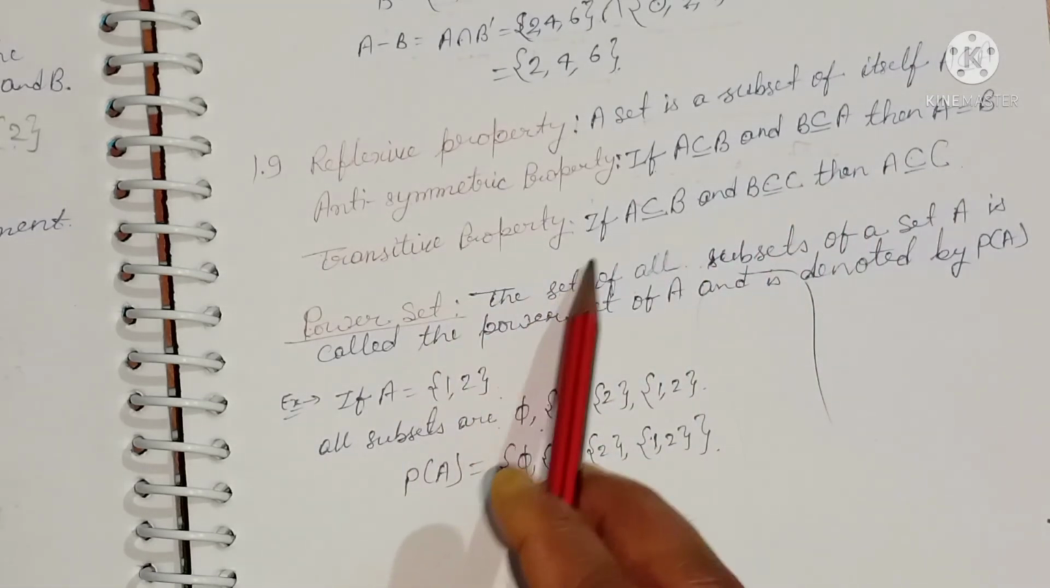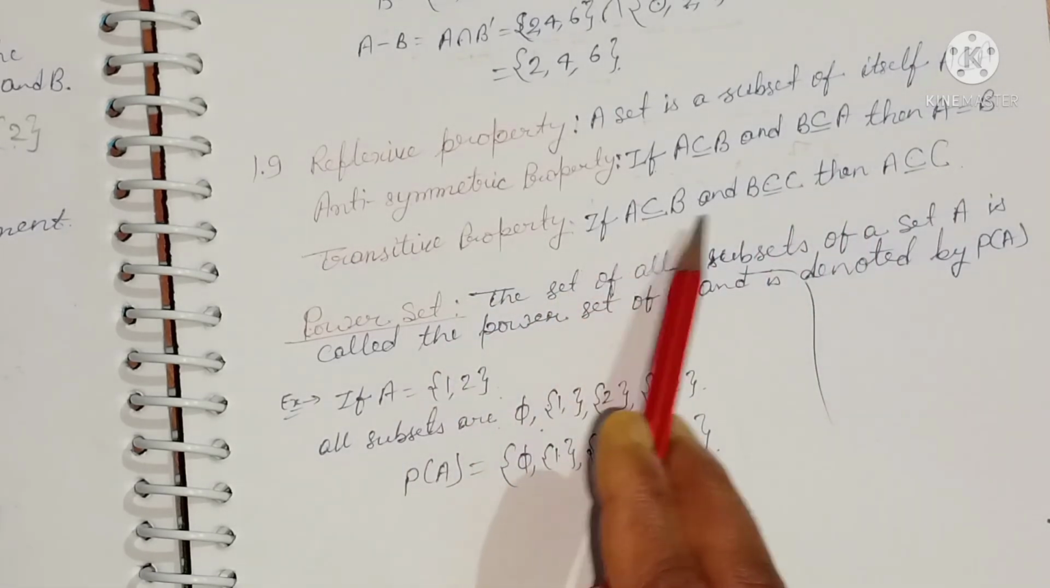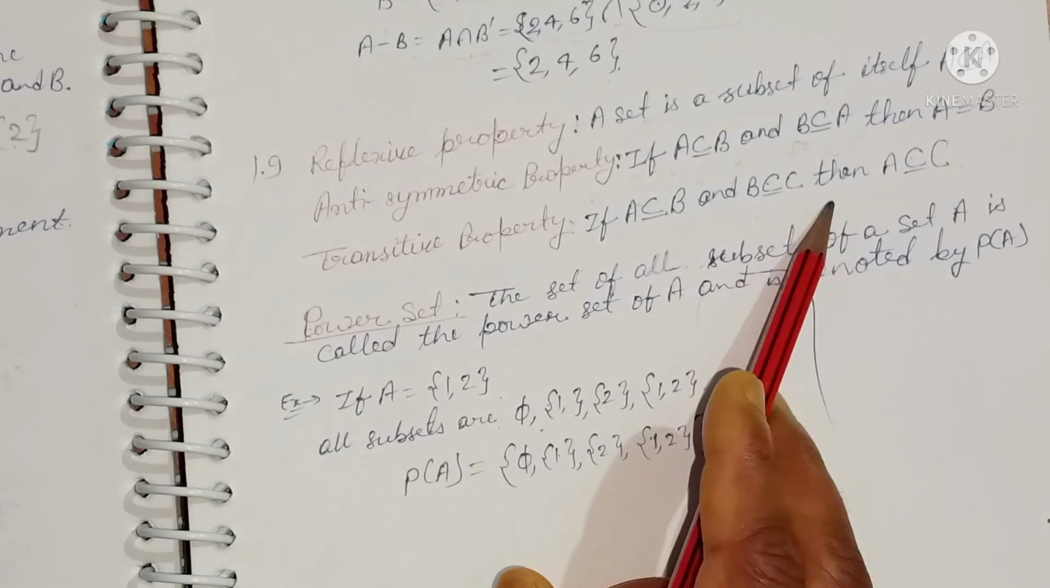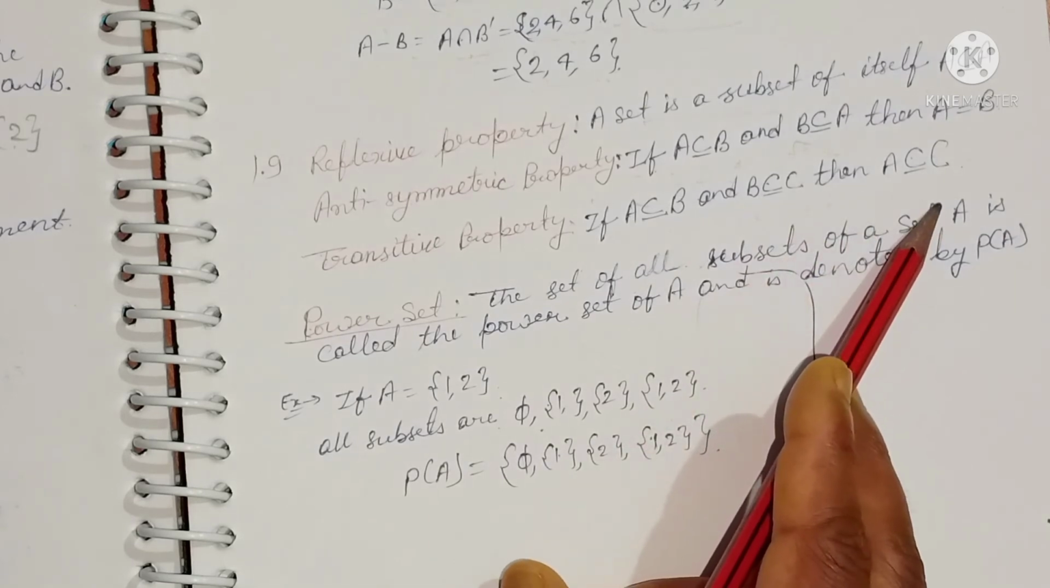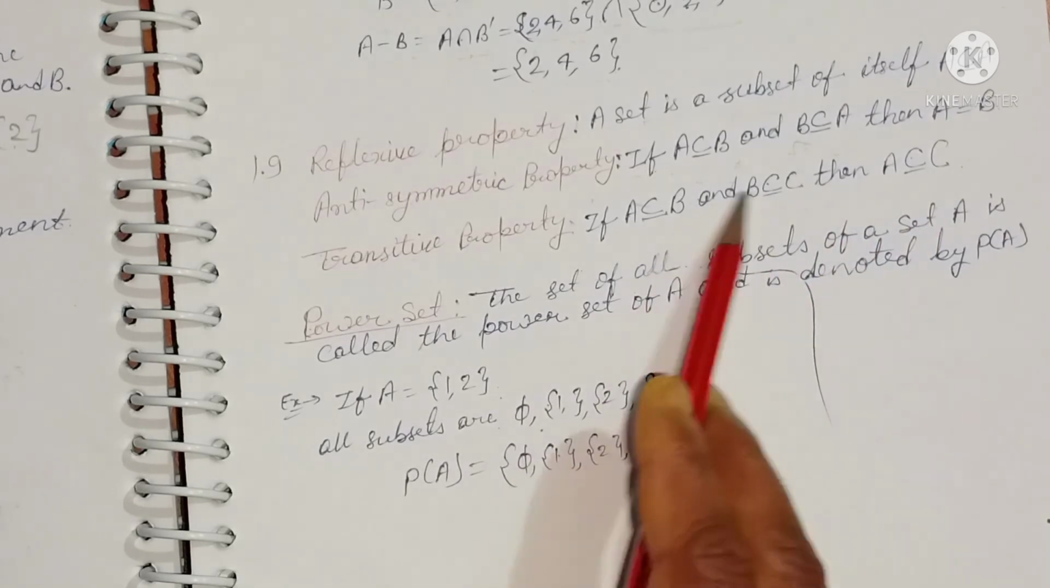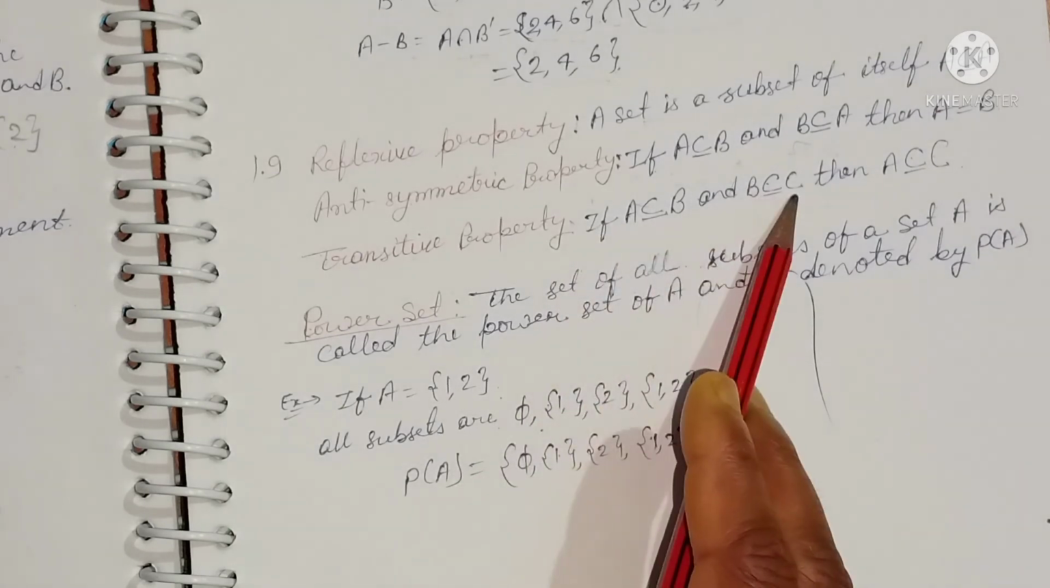Then transitive means if A is a subset of B and B is a subset of C, then A will also be a subset of C. Okay, so here B is common in both, so the first will be a subset of the last, C.